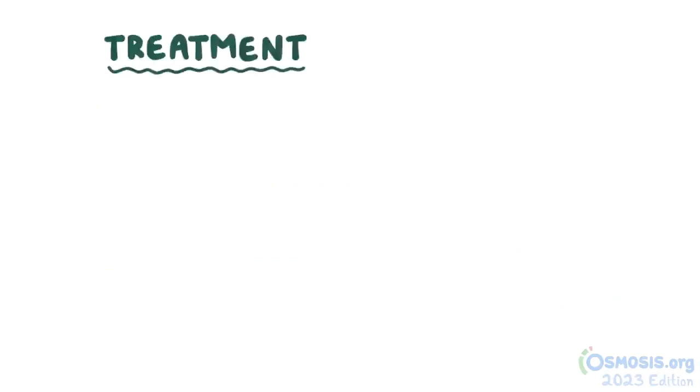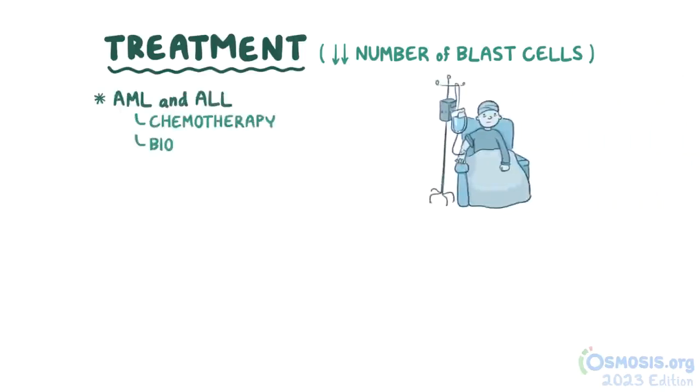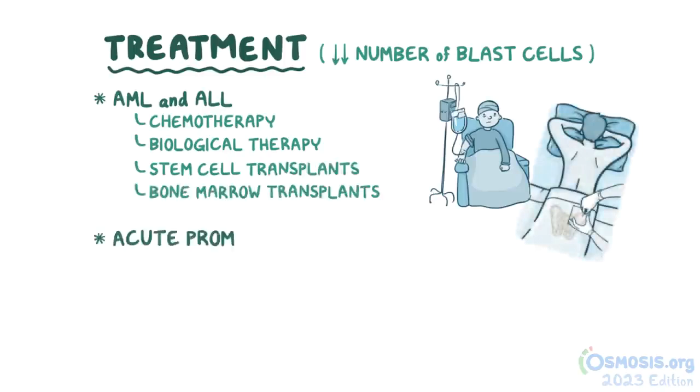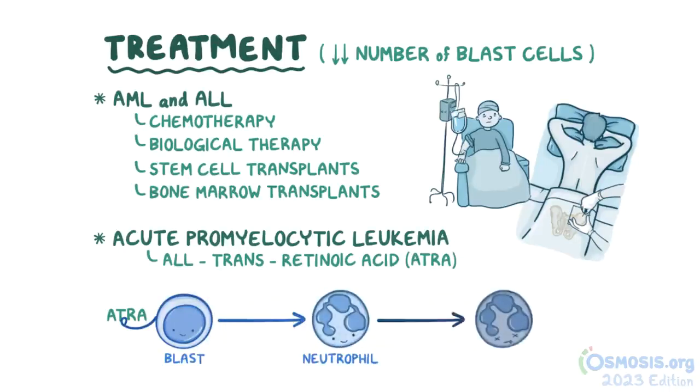Treatment of acute leukemia is mainly aimed at reducing the number of blast cells to allow the other blood cells to develop normally. Treatment of AML and ALL is based on the type and stage of the cancer, but in general involves chemotherapy, biological therapy, stem cell transplants, or bone marrow transplants. Acute promyelocytic leukemia can be treated with all-trans retinoic acid, or ATRA, which is a derivative of vitamin A. ATRA binds to the disrupted retinoic acid receptor and causes the blasts to mature into neutrophils, which, like all things, eventually go on to die, thereby cleaning out a lot of the blasts from the blood.